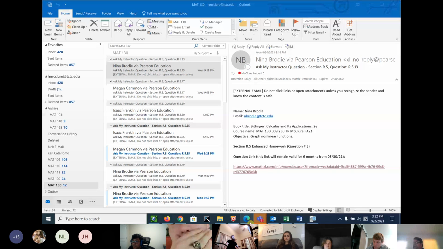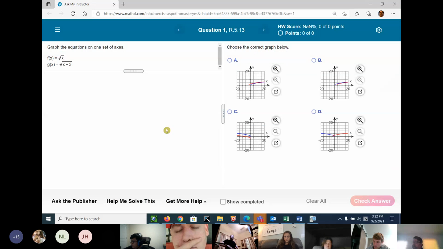So the parent graph is square root x. This guy says x minus 3. Now, since the 3 is inside the function, and it's not outside the radical like a plus 2 or whatever, that means a horizontal shift of 3 to the right. That's your answer.